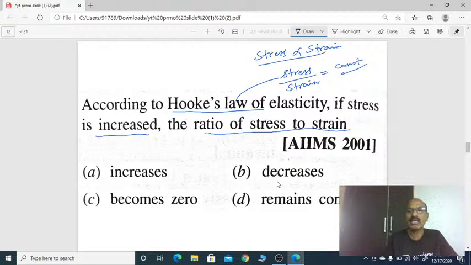According to Hooke's law, within the elastic limit, the stress produced in a body is directly proportional to strain. So make equal: stress is equal to some constant into strain. Then strain, bring it down. Stress by strain is equal to constant. So it remains constant. Even if you increase the stress, the ratio of stress to strain remains constant. Option 4 is the correct answer. Yes, let us go for the next one.